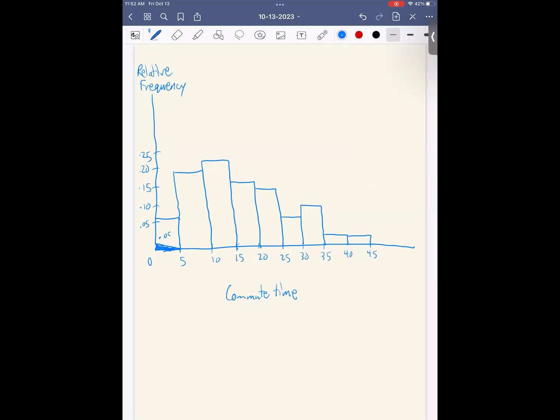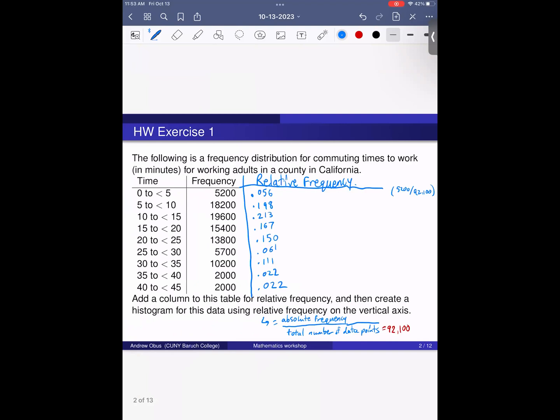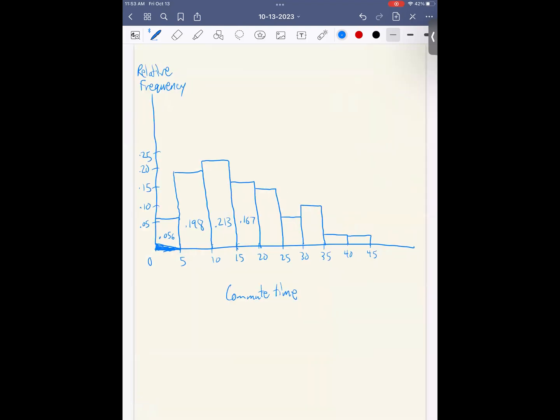So I can write 0.056, 0.198, 0.213, 0.167, 0.150, 0.061, 0.111, 0.022, and 0.022. Right. Okay. So this is my not very pretty histogram, but we have low enough data that we can do it by hand. And if you want to make it look nicer, you can draw your lines straighter, or you can make things different colors or whatever. But this is the basic histogram.